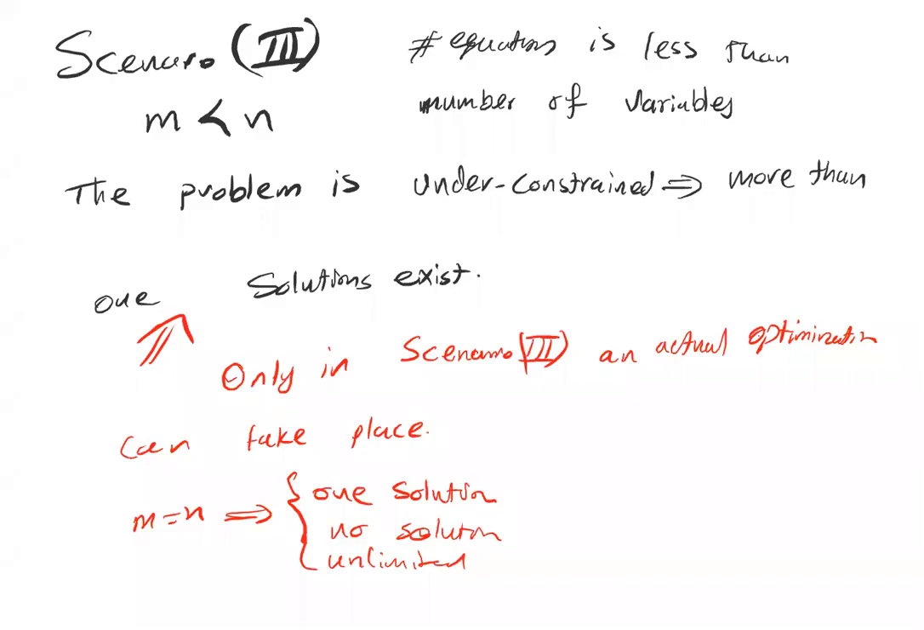Oops, my mistake. So we either have unlimited solutions or one solution. In the second scenario, the problem is overdetermined, so usually we cannot solve it. What was that scenario? Where m is greater than n, overdetermined.